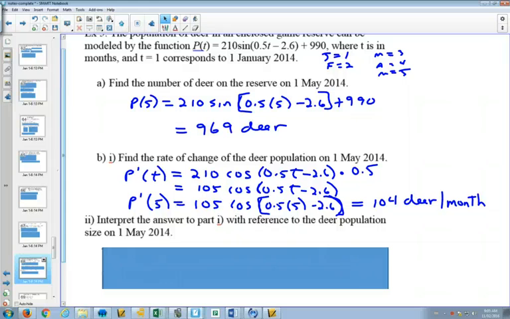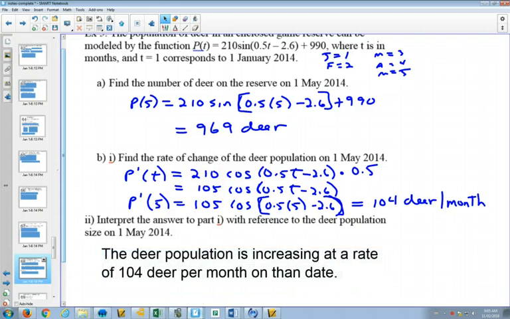And now what does that mean? That means that that deer population is increasing at a rate of change of 104 deer per month on that date. So on that date in particular, that's what the current trend is. So you would predict how much there would be on June 1st based on that.